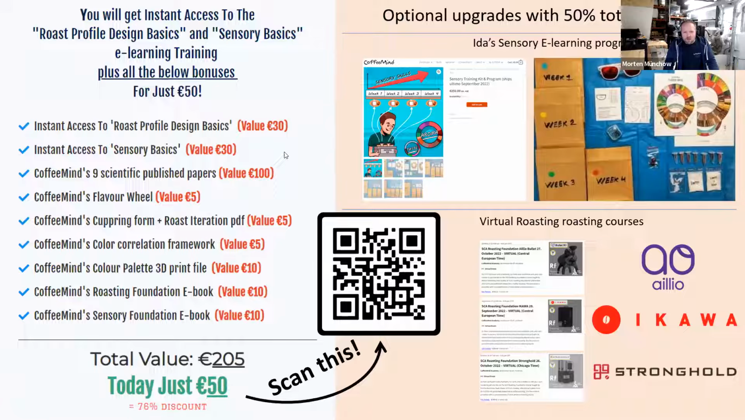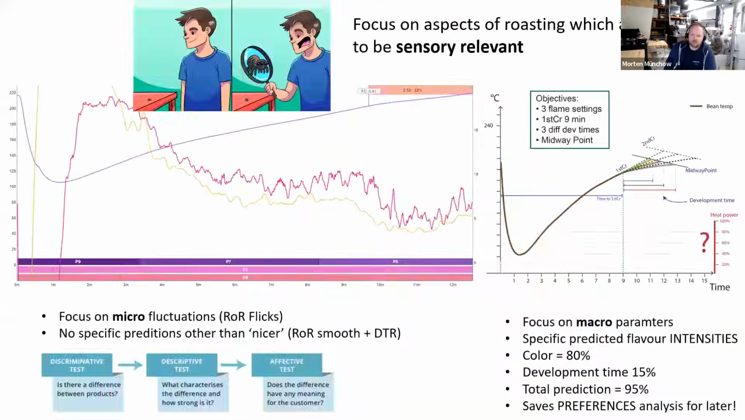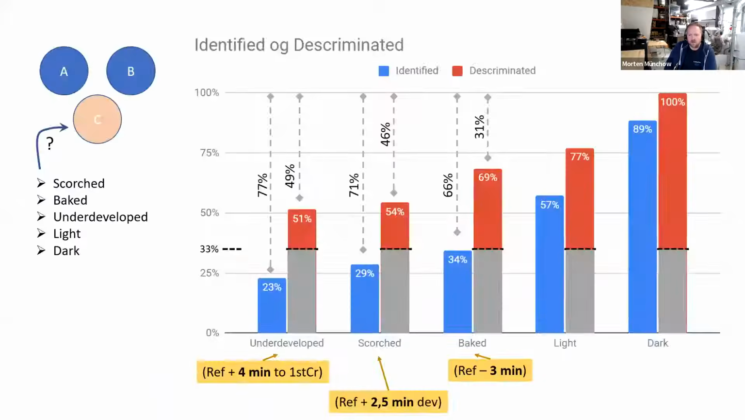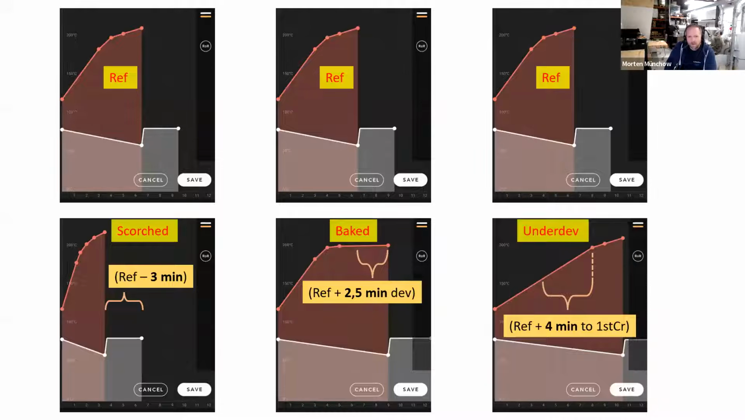Nicholas, could you explain the underdeveloped graph, please? The whole idea with the differences between the underdeveloped and the baked was that I just wanted to create a systematic approach as opposed to the SCA anecdotal approach. The baked is extended at the end of the roast and the underdeveloped is extended at the beginning of the roast.